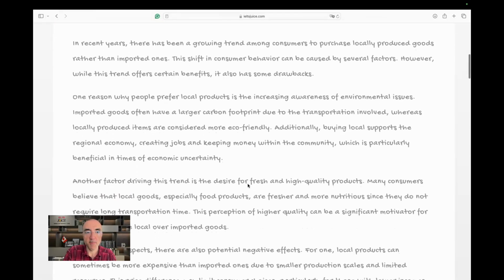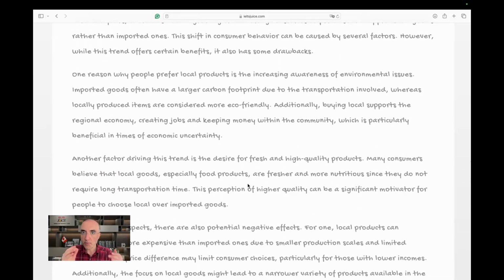Let's read the body paragraphs. One reason. So in this body paragraph, we're going to focus on the first reason. Why people prefer local products is the increasing awareness of environmental issues. Okay, environmental issues and raising awareness. Imported goods often have a larger carbon footprint due to the transportation involved. Carbon footprint is a very good word, collocation. Whereas locally produced items are considered more eco-friendly.